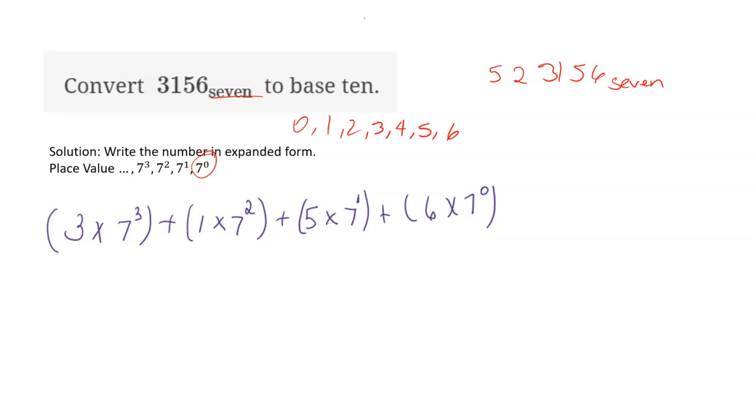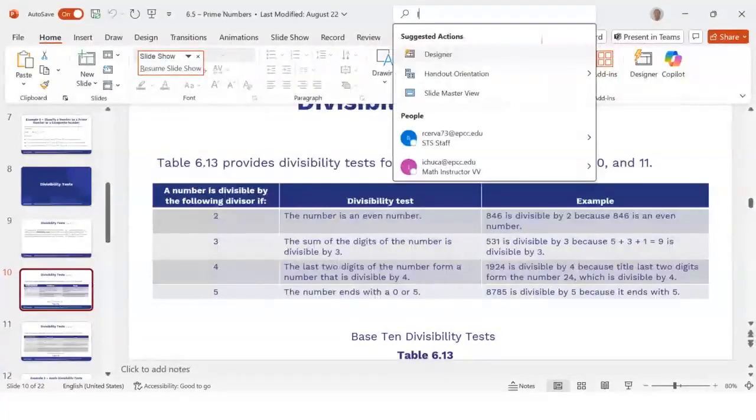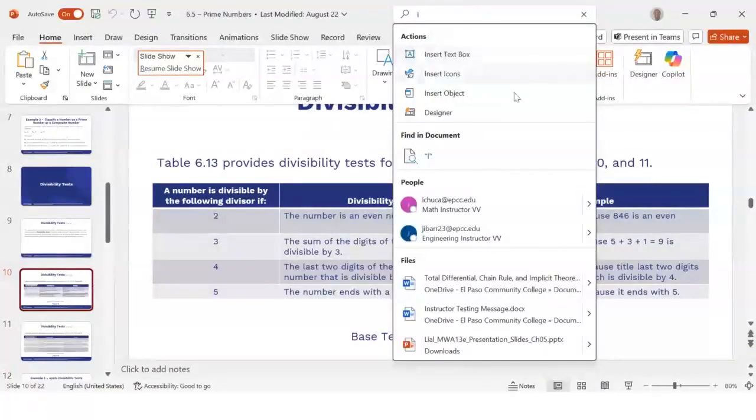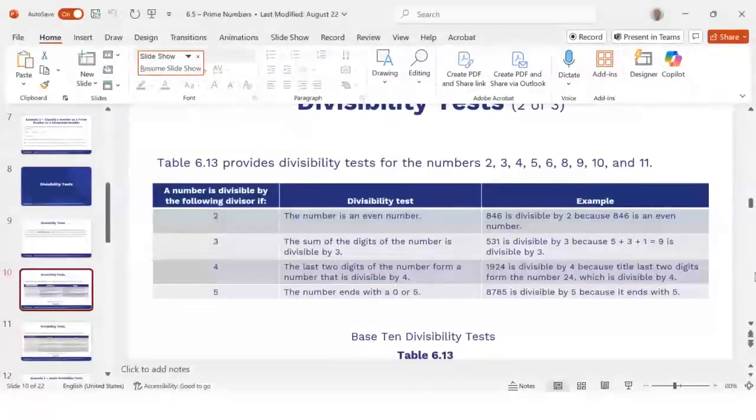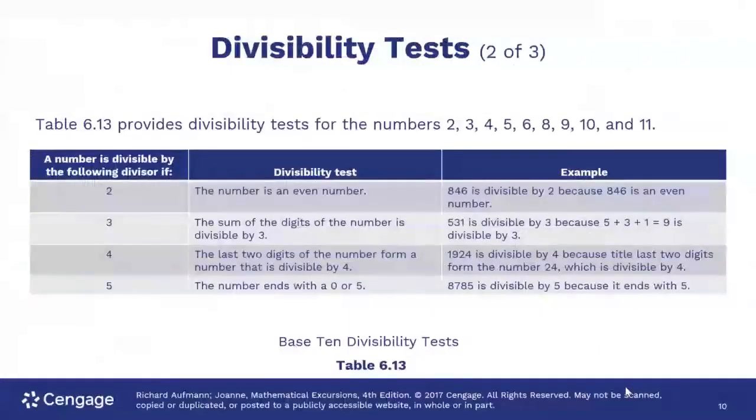So maybe one more, a 1. So this is a number that has 1, 2, 3, 4, 5, 6, 7 digits. And these will require more of these powers. So this is the place of the ones. Oh, I'm so sorry. It changed my slide automatically. Let me go back to presenting mode.